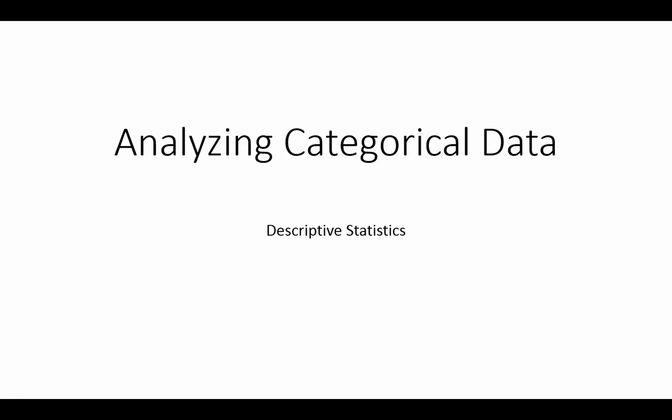Today we're going to be looking at the analysis of one categorical variable. Specifically, we're going to focus on descriptive statistics. Before we begin, I want to remind you what categorical data is. Categorical data are groups or category names. So you can't have an average calculated for it, and there are no units connected to it.